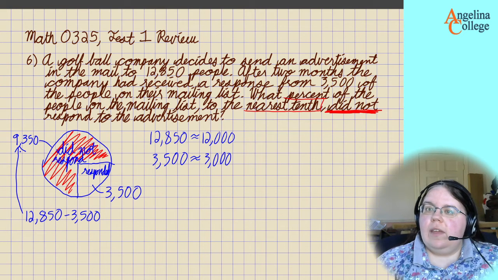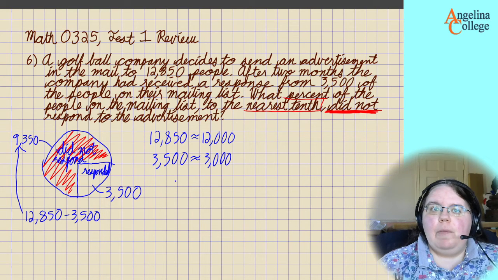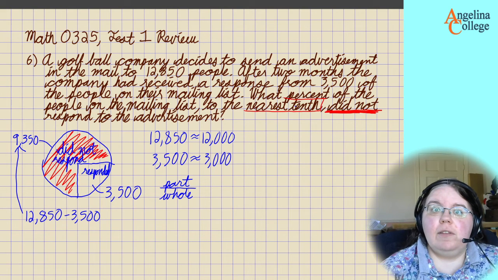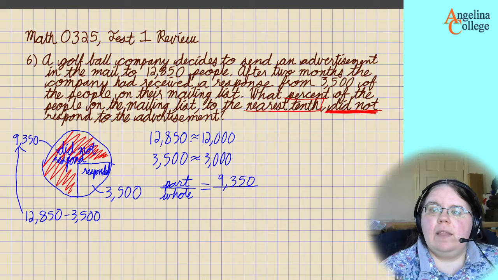Okay, so then it wants this as a percent. So we're dealing with a part out of whole situation. So we'll have the part out of the whole. The part we're interested in is the ones who did not respond. So that is the 9,350. The whole we're interested in would be the 12,850.